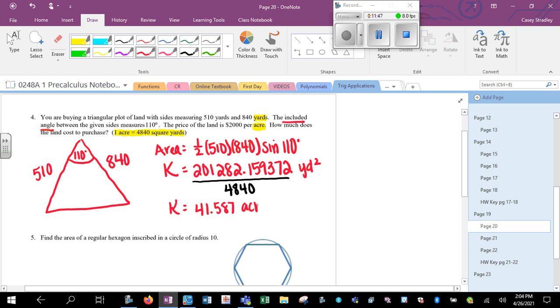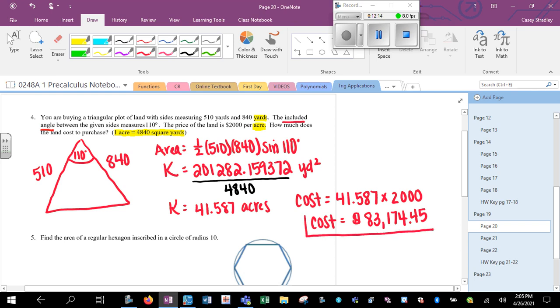41.587 acres. And then since each acre costs $2,000, to get the cost of the land, we're going to take our 41.587 acres and multiply by $2,000. That's going to give us a total cost of $83,174.45. It's money, so we can round to the hundredth in the end. You'll notice that I didn't do any rounding as I was going through that question.